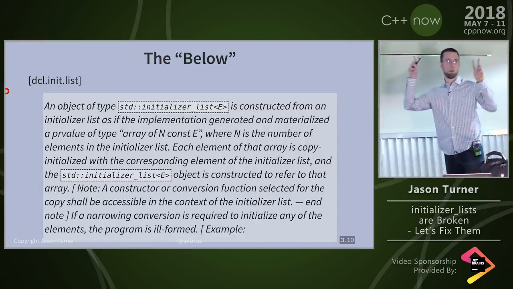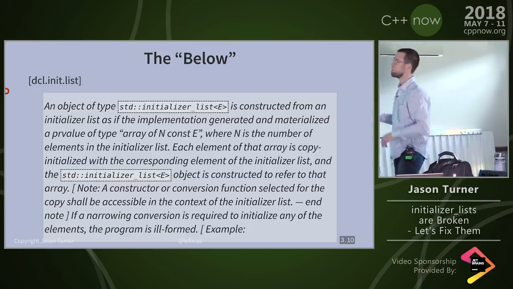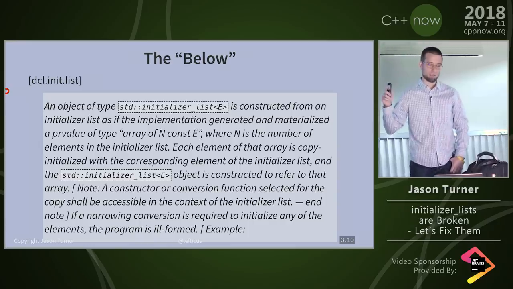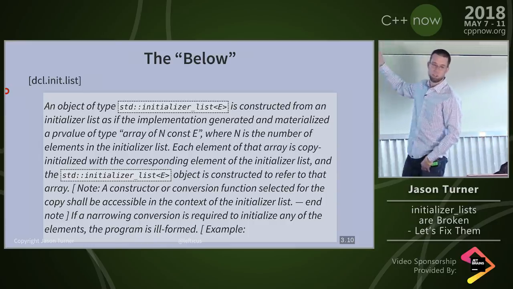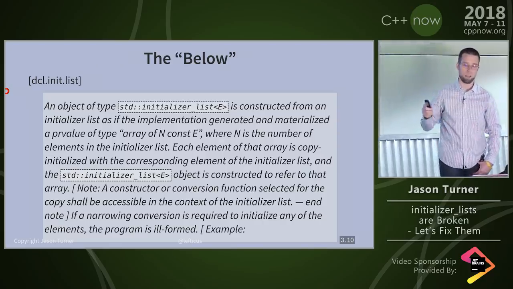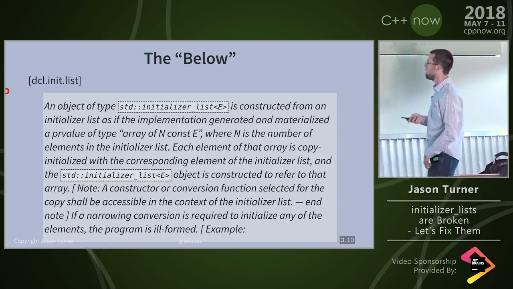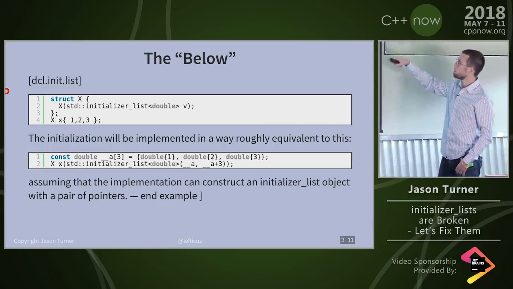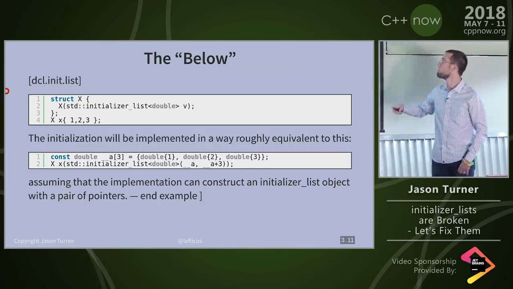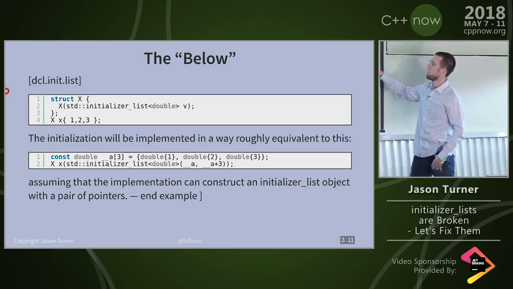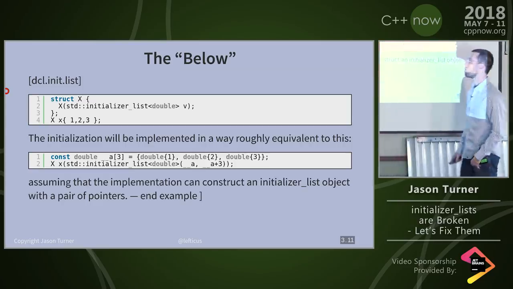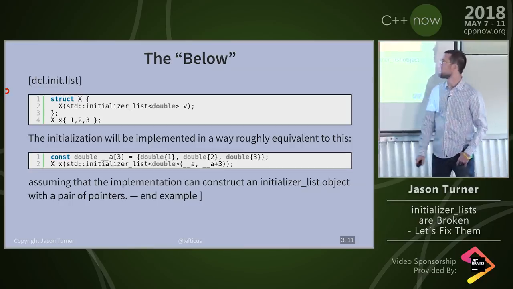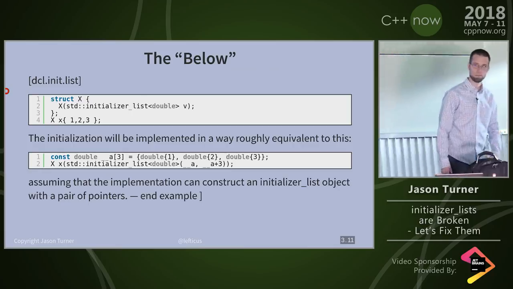OK, so I said the below. It said initializer list is constructed as below. This is the below. An object of type initializer_list of E is constructed from an initializer list as if the implementation generated and materialized a PR value of type array of N of const E. This is the specific example from the standard. So in the top block, we are calling this constructor for x that takes an initializer list. And we can see down in the second block, it has done as if it has materialized a local array, that is const, on line 1. And then it is calling effectively pointers into that array.